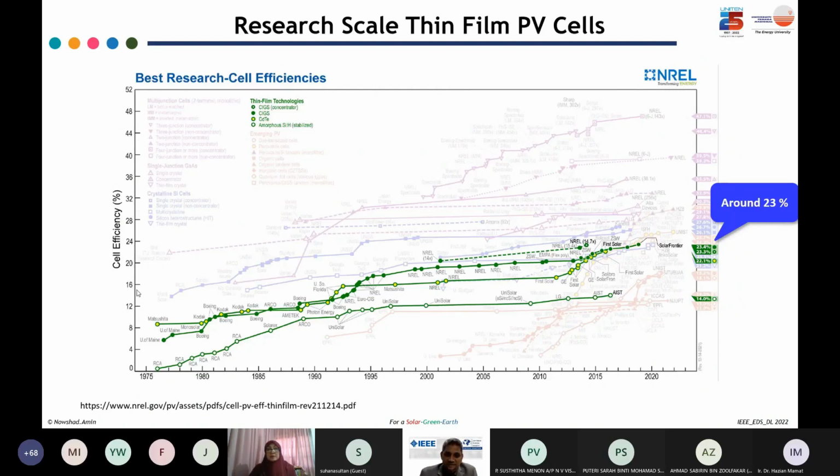Since 1976 the chart has been maintained, and we can see that around 23% efficiency is claimed by the CIGS group of Solar Frontier. Amorphous silicon is roughly around 14%, and cadmium telluride around 22.1%. I had a chance to work with Matsushita once during my master's, as well as with the University of South Florida, who are in this chart as well. So it is quite a big deal for any researcher, in fact.